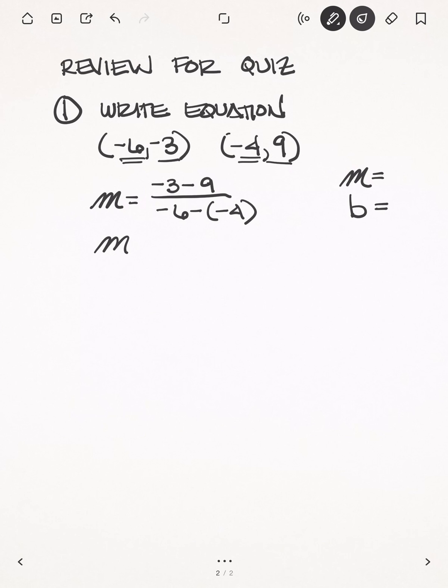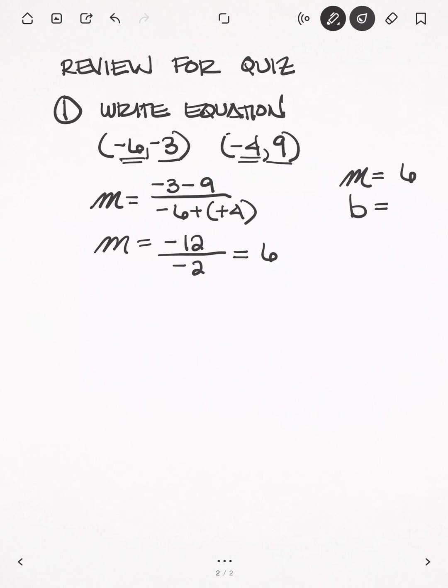So my slope would be -3 minus 9. That would be -12. And on the bottom, you see I have double negatives. So those double negatives cancel out. And I have -6 plus 4, which would be -2. So my slope is going to be -12 divided by -2, which is +6. So my slope is +6.